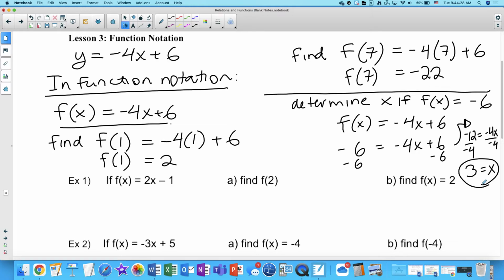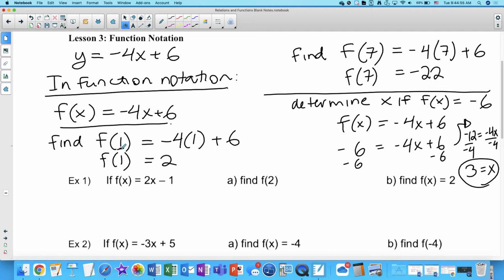Essentially, if you have a number in this set of brackets, you know the x value, and you need to plug it into the equation. If you know the f of x value, then you don't know x, but you know what the y value is, and so you plug in on the left and you have to solve.